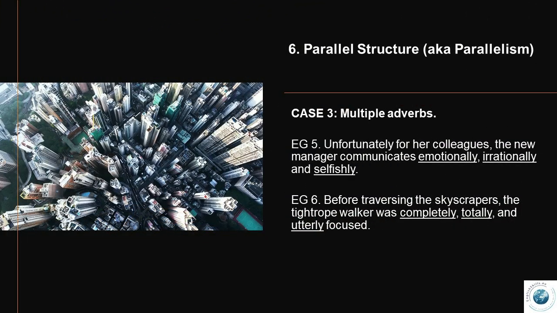We will look more deeply into modification in future slides. So the full implicit meaning in our example here is: before traversing the skyscrapers, the tightrope walker was completely focused, totally focused, and utterly focused.